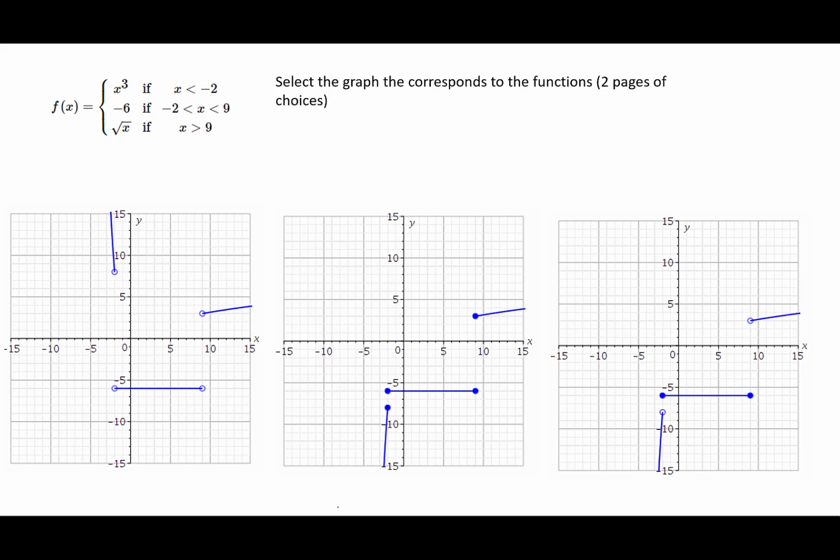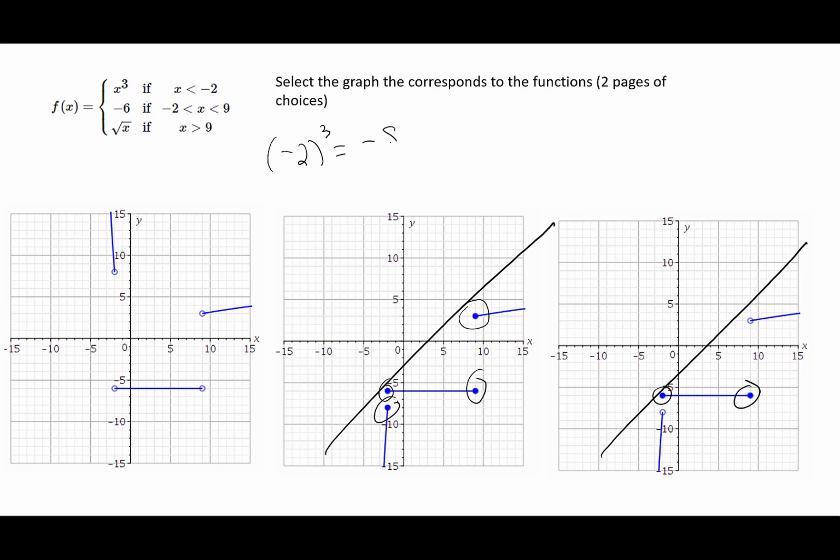What I first notice is everything is a strict inequality, which means open, open, open. I can immediately look at these graphs and get rid of a couple. See these closed dots? That tells me that's not the answer. So this is gone, this is gone. I know that can't be it. The other thing I see is, if I look at x being less than -2, let's just put in -2. -2 cubed would be -8. And when I look at this first graph, I see at -2, it's up at +8, so let's get rid of that also. So this first page didn't give me any answers.